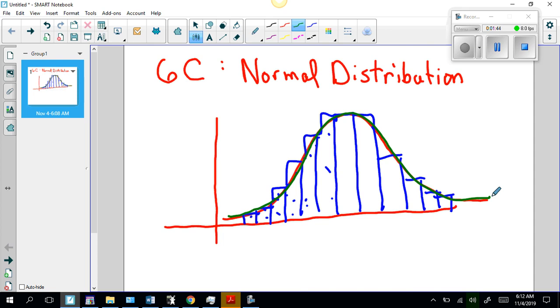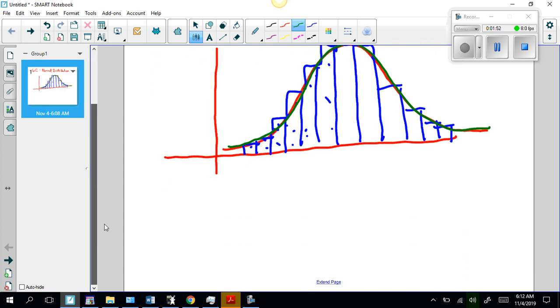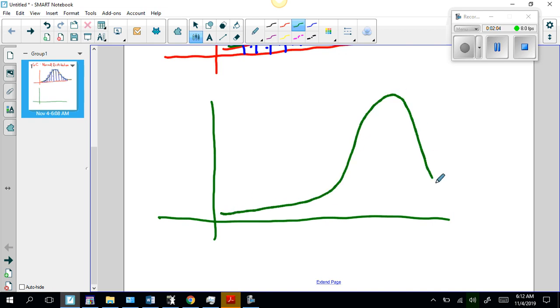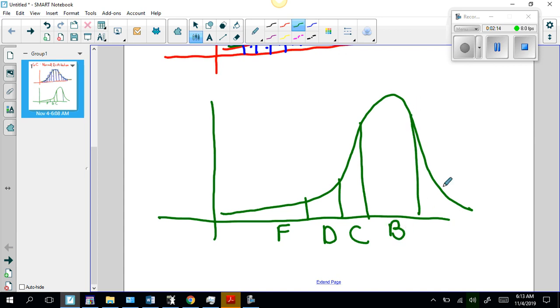When our data is bell-shaped, it's like maybe the SAT data: a whole bunch of low scores, tons of medium scores, and a few high scores. If you had a grade distribution in class, you would have here's the F's, here's the D's, here's the C's, here's the B's, and here's the A's. This is not normal.